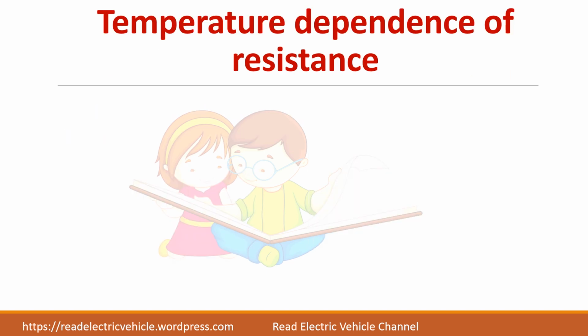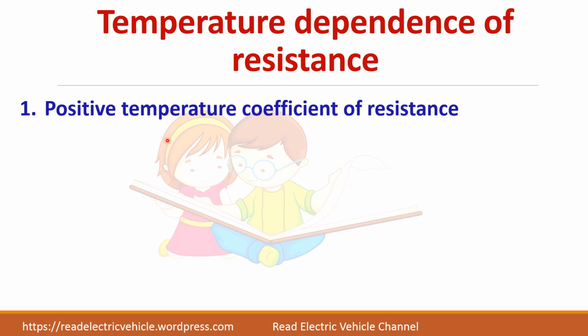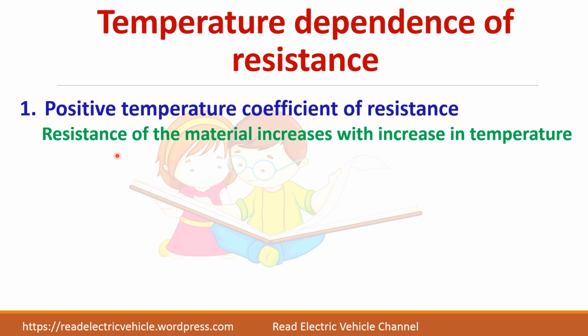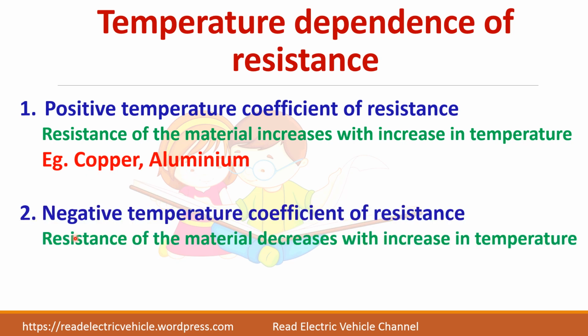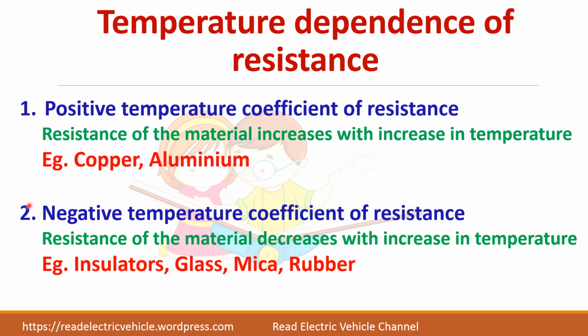So we have seen that in some materials the resistance will increase, and in some materials the resistance will decrease with respect to temperature. The materials in which the resistance increases with increase in temperature are said to have positive temperature coefficient of resistance, for example copper and aluminum. And some materials have negative temperature coefficient. It means that their resistance decreases with increase in temperature, like insulators. So you have positive temperature coefficient materials as well as negative temperature coefficient materials.